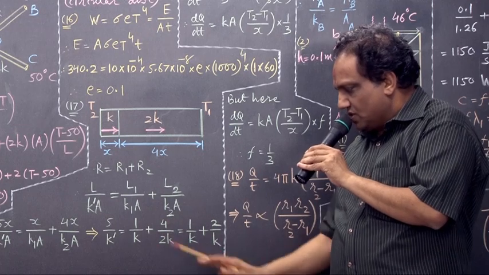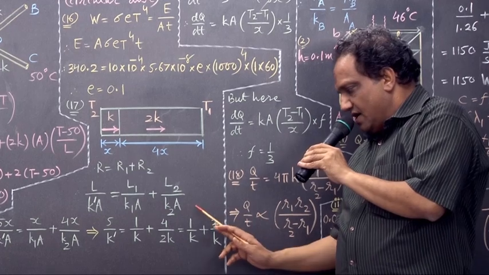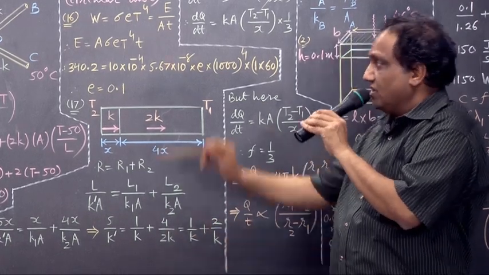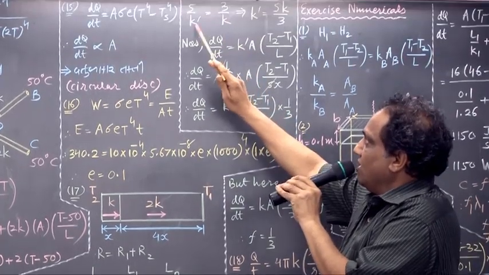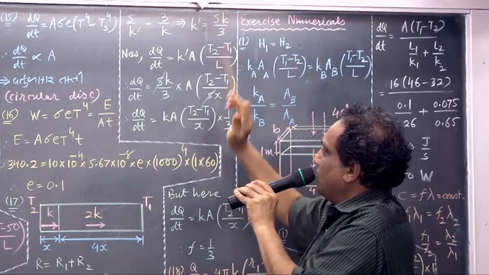2 twos are 4, so it is 1 upon K plus 2 upon K. Adding 1 upon K and 2 upon K, that is 3 upon K. That is what I have written here, 3 upon K. Find out K dash, it will be 5K upon 3.